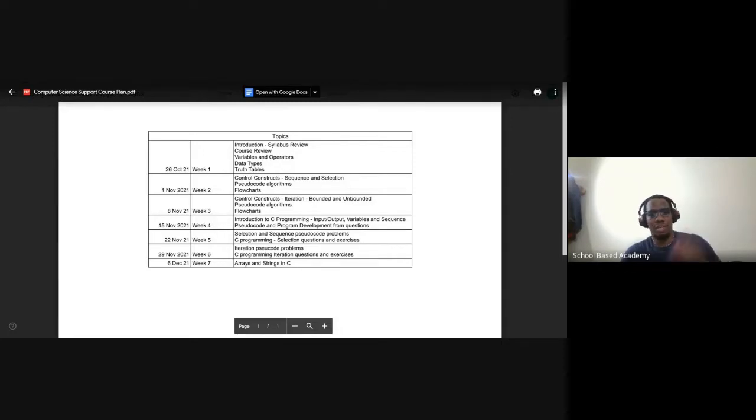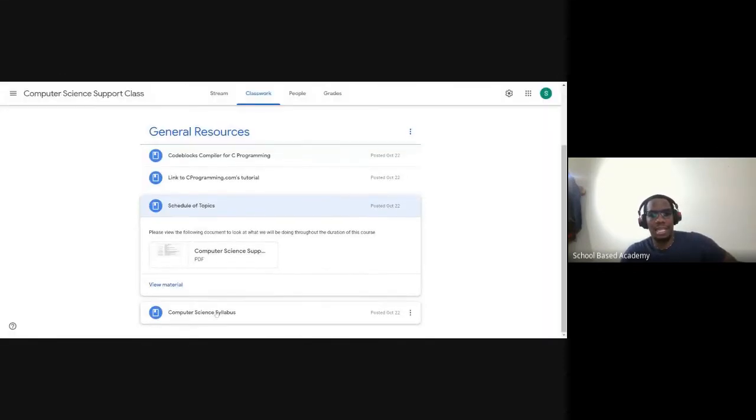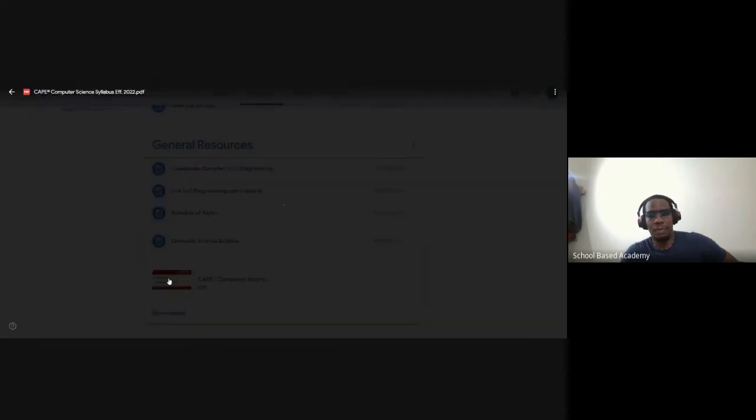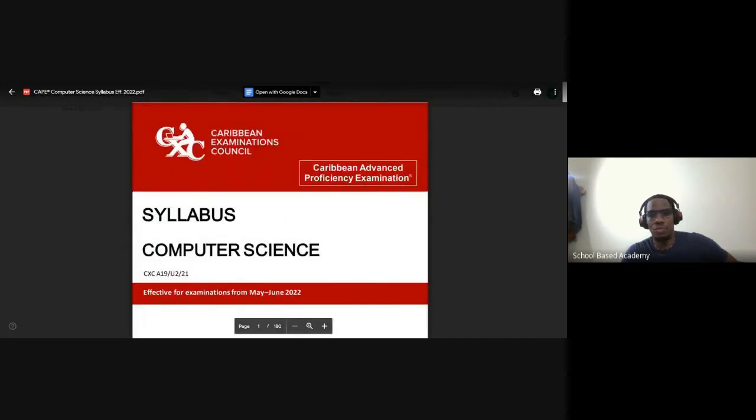So we've talked about the structure of the course. Let's take a look at the syllabus. It's really important to understand and know the syllabus going into your course of study. The syllabus here is a new syllabus. This is the syllabus that CXC will be focused on next year, right? You could download the syllabus off of CXC's website. I've posted it to the Google Classroom here for ease of access for you as well.